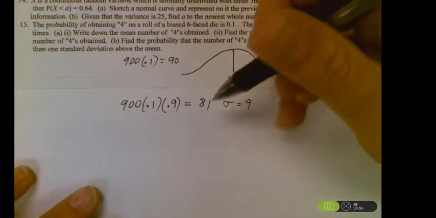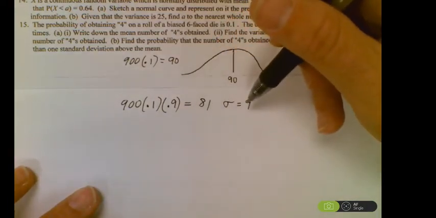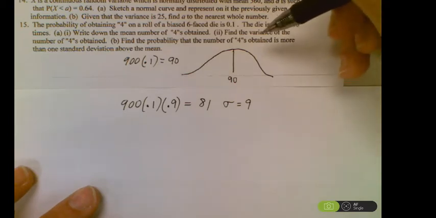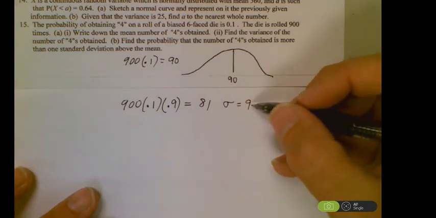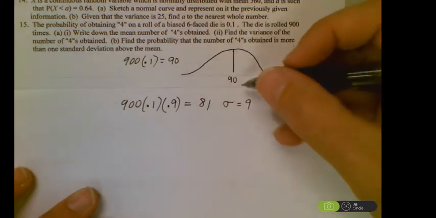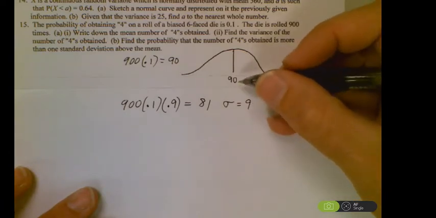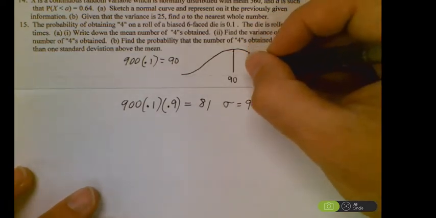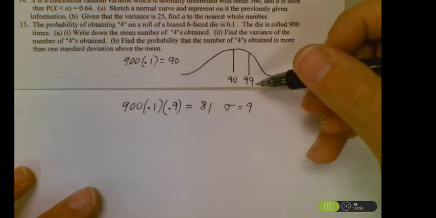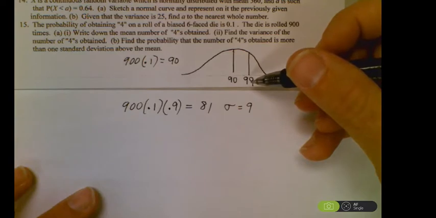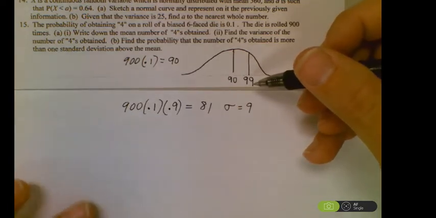So that was what we got with the 81, but we're going to use the standard deviation here in the next part. Find the probability of 4s obtained is more than 1 standard deviation above the mean. Well, 1 standard deviation is 9. So more than 1 standard deviation above 90. So 9 above 90 would put you at 99. So 99 is 1 standard deviation above the mean. Find the probability that it is more than 99 is what they're asking then.